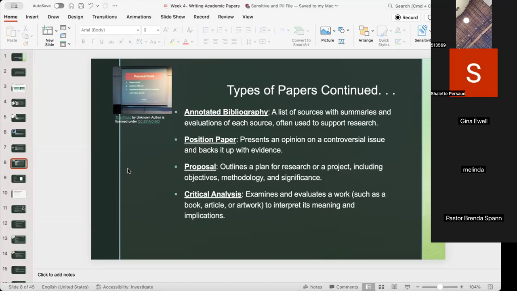And then we have critical analysis, which examines things like books or articles or even art or music, poetry, things like that. And a critical analysis usually, you interpret things and you give what you think it means and what it means for other people or society or whatever the case might be.